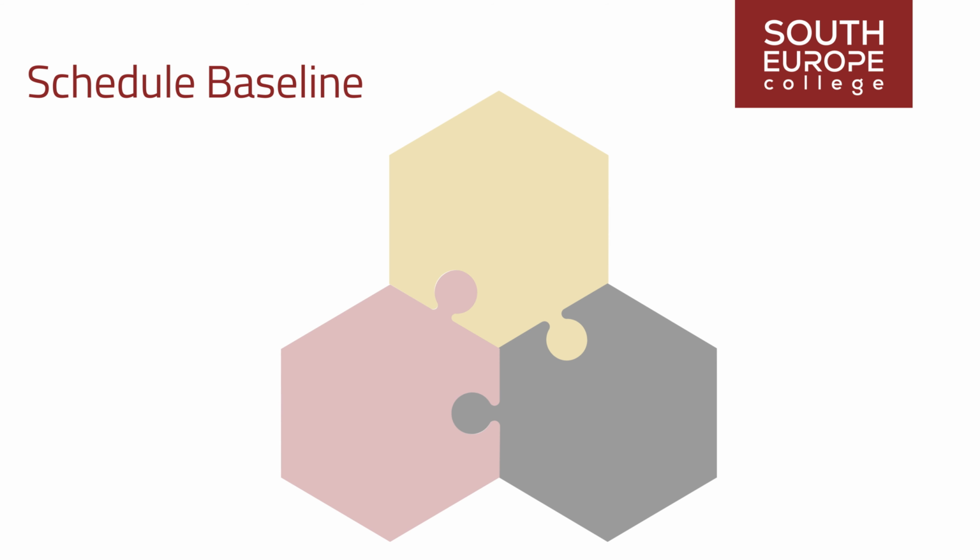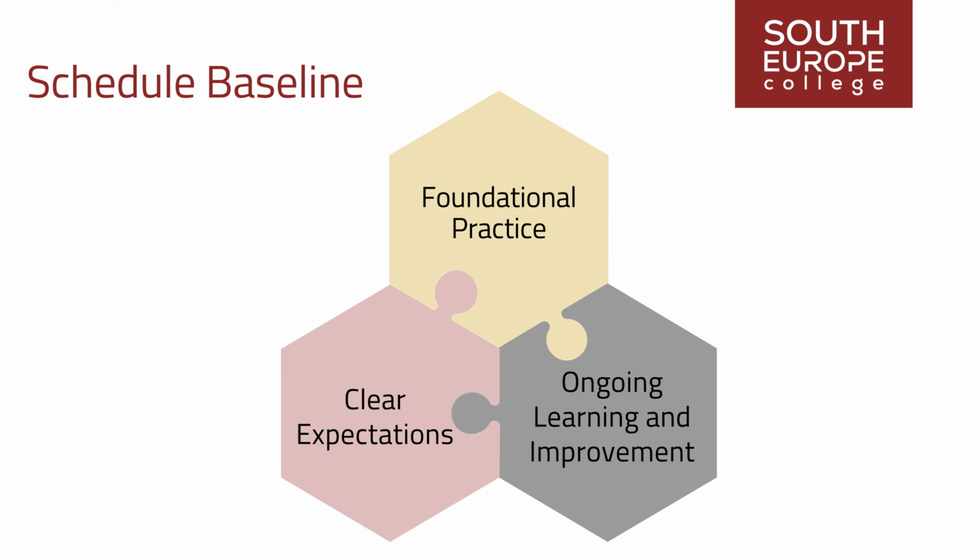In summary, schedule baselining is a foundational practice in project management that provides a standardized framework for monitoring, controlling, and communicating project progress. By establishing a baseline schedule, project managers set clear expectations, enable effective performance measurement, and facilitate stakeholder communication and decision-making. Additionally, schedule baselining supports ongoing learning and improvement, empowering organizations to optimize project management practices and enhance project success.